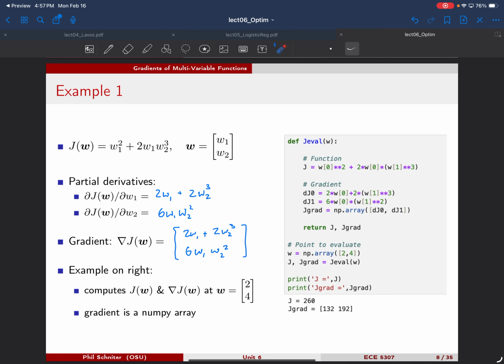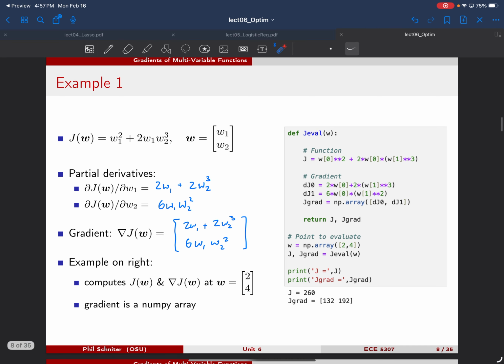So this code at the right creates a function that takes in our vector w. And usually we want to do two things simultaneously. We want to evaluate the value of the cost, because this is something we might want to monitor to see, is this thing actually decreasing? And then here we compute those partial derivatives, which are scalars, and then here we stuff them into a NumPy array, and our function returns two things: the cost and the gradient with respect to our parameters w. Okay, so that's a pretty simple example.